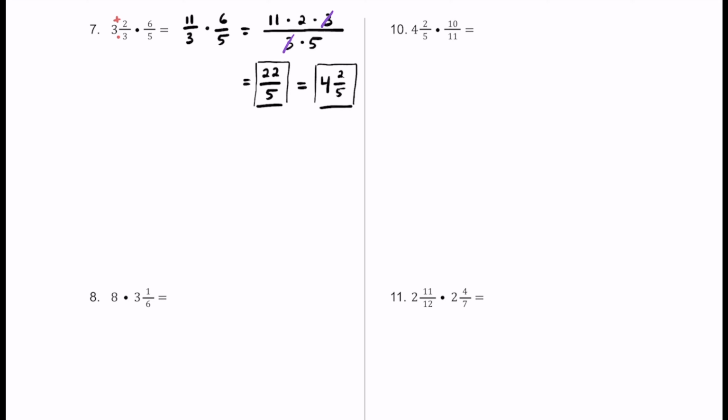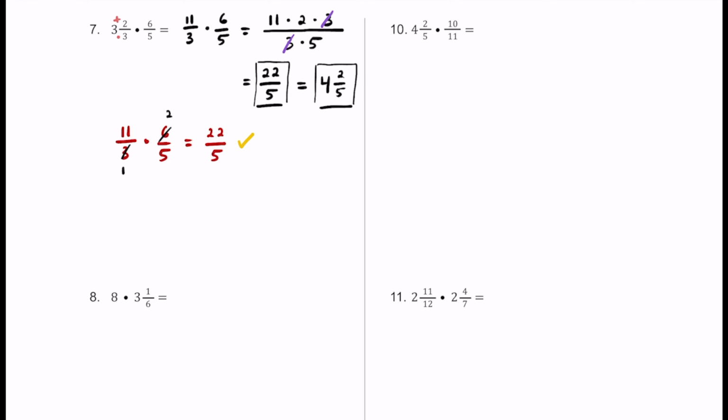Okay. Now, if you wanted to use cross-canceling, I'm going to go ahead and just use the improper fraction version of 3 and 2/3 and multiply that by 6 fifths. So you still have to use those. The 3 and the 6 can both divide by 3, so it'll be 1 and 2. So on top we get 11 times 2, which would be 22. And on bottom, 1 times 5 would be 5. So that gets us the same thing we got earlier.